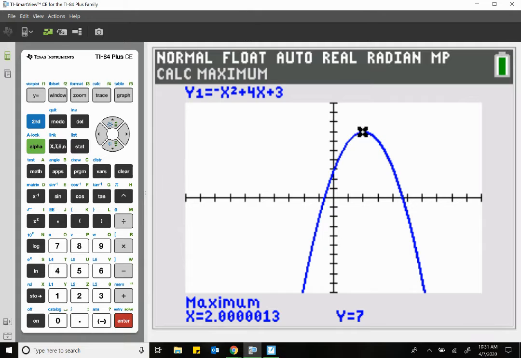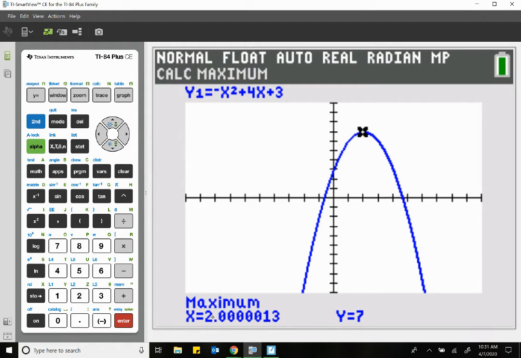Okay, your calculator is doing a lot of extrapolation and interpolation in there. So it's doing a lot of work behind the scenes. So these 0.0000013 just need to be knocked off. The vertex is 2, 7. The same thing if you have 0.99999999999 blah blah blah blah blah.